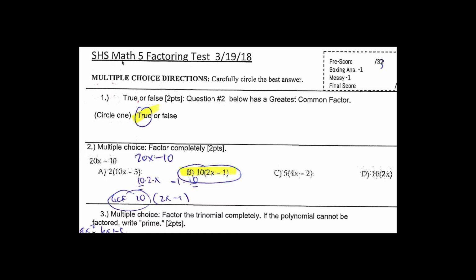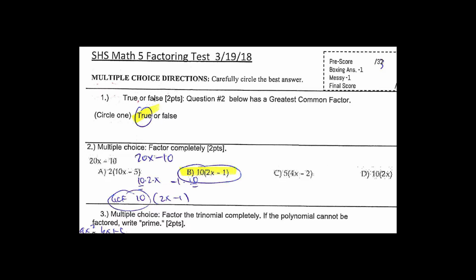This is Mr. Ng going over your Math 5 factoring test on March 19th. That should say 2019. Go ahead and change that right there. Multiple choice directions: carefully circle the right answer.